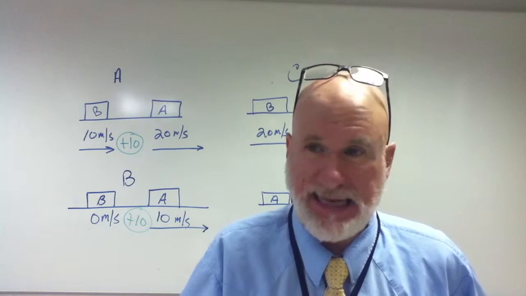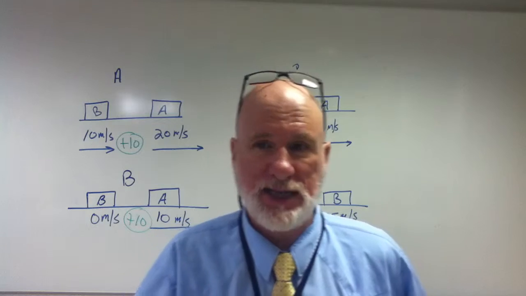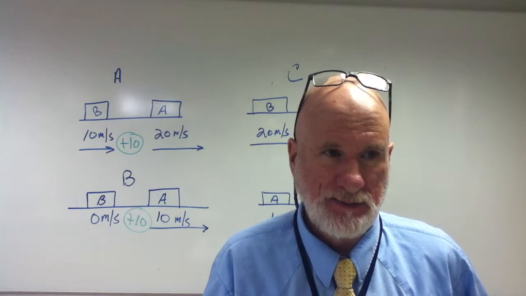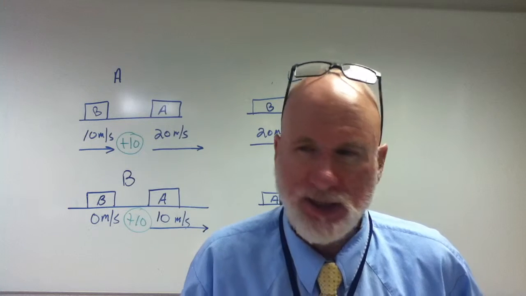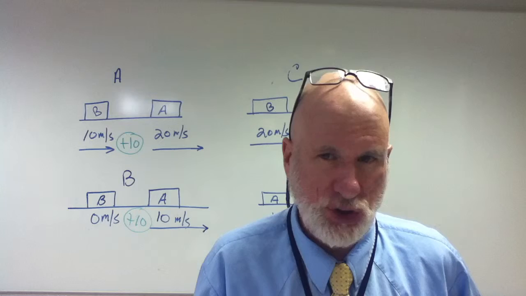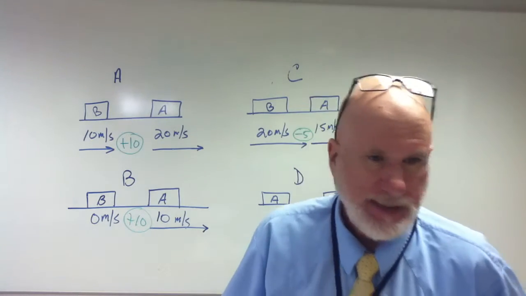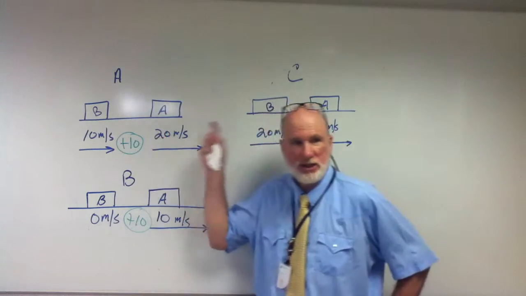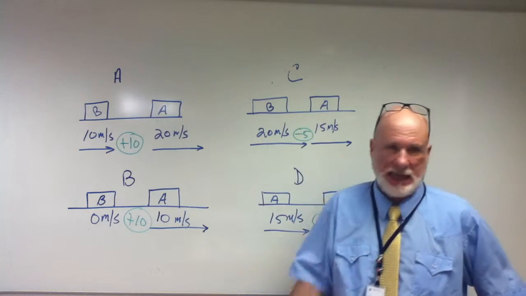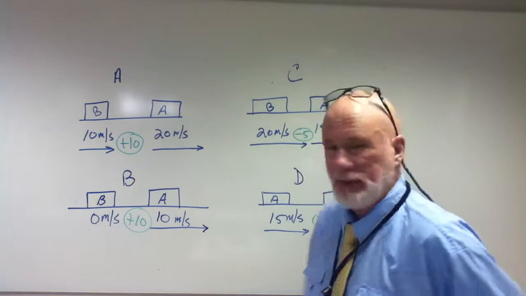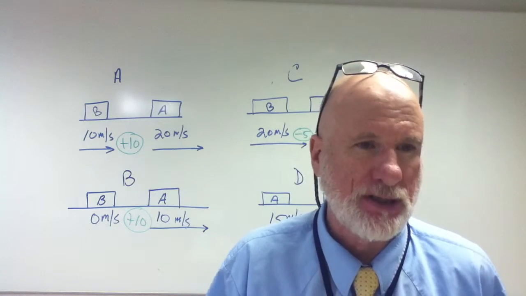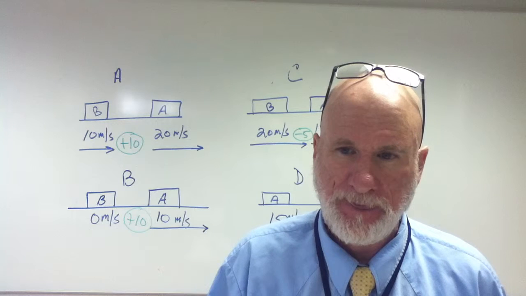Now, isn't acceleration change in velocity divided by time? Isn't it? But they don't give you time. So what can we assume? That the time frame is the same for each picture, right? A, B, C, D, time is the same. So rank them in order of greatest acceleration to least acceleration. What would be the order?